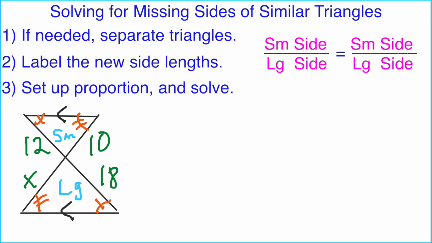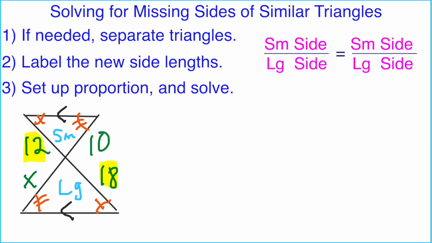So notice that the 12 is next to angle 1 on the top. And on the bottom next to angle 1 is the 18. So I'm going to highlight those. So now I know 12 matches up with the 18, and then the 10 would match up with the x. Now I'm ready to go ahead and set up my proportion.